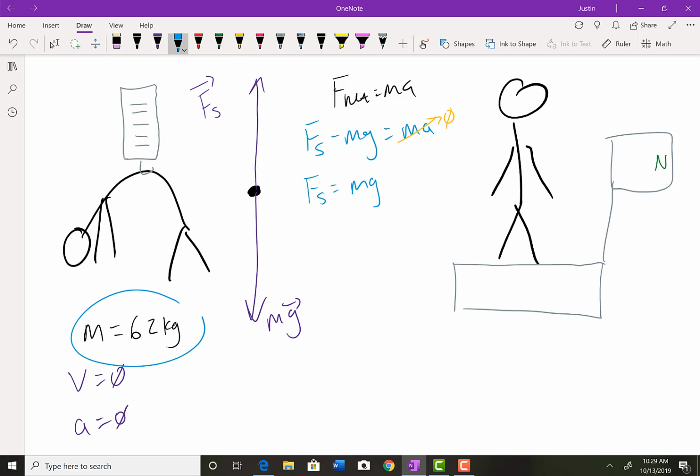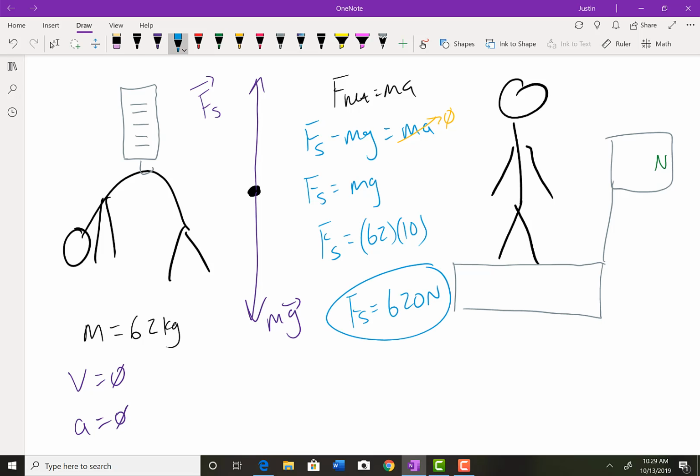Well, I know what the mass is. It's just 62 kilograms, so I can just plug this in. It's going to be the spring force equals 62 times g, which I'm going to approximate as 10 newtons per kilogram. So that's going to be the spring force equals 620 newtons. That means I'm going to get a reading of about 620 newtons. So let's just say that's what that reads.